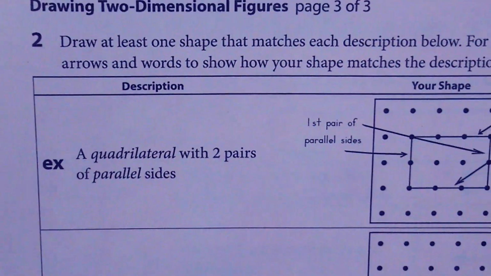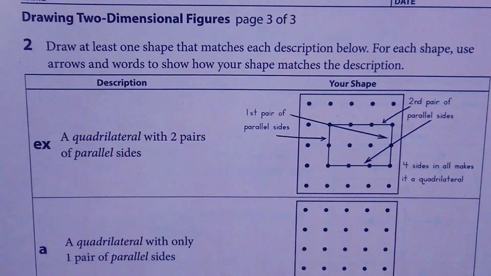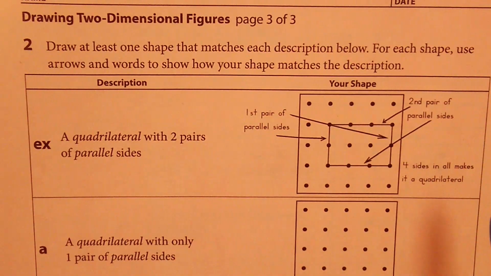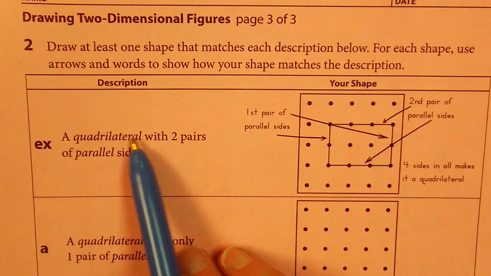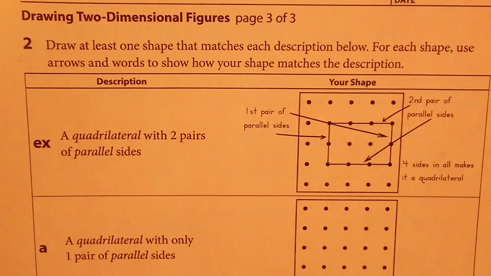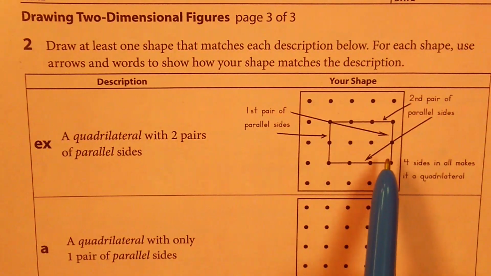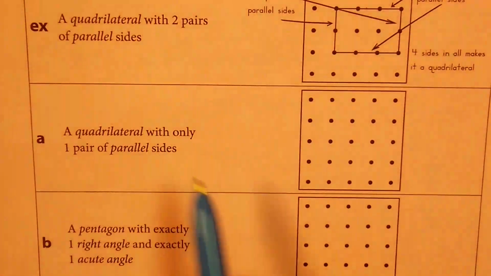Next page. Draw at least 1 shape that matches each of the descriptions below. For each shape, use arrows and words to show how your shape matches the description. So they said, in the example, a quadrilateral with 2 pairs of parallel sides. This is a quadrilateral because it has 4 sides. They wrote that down here. And then they said, these 2 sides are parallel. These two sides are parallel.